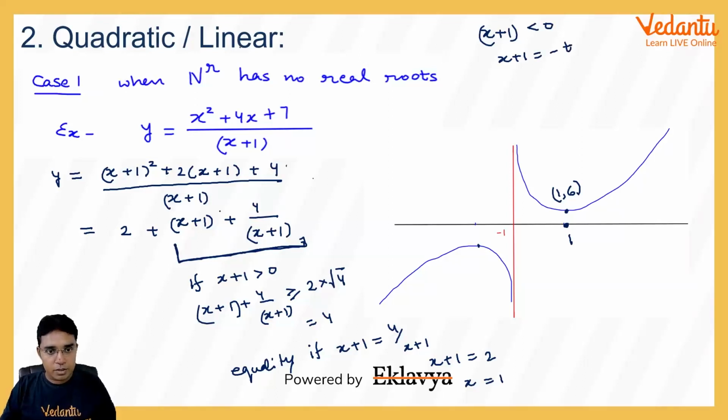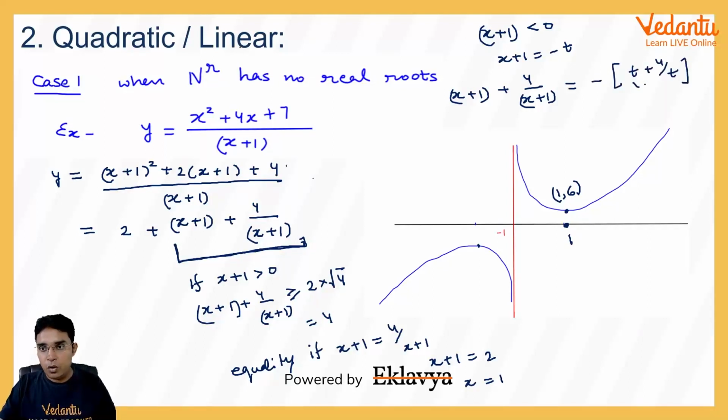And then this expression, which was x plus 1 plus 4 upon x plus 1, can be written as minus common (t plus 4 upon t). I can now apply AM-GM on this expression, which will be again greater than or equal to 4, but because of this minus sign, it will become less than or equal to minus 4. And in this case, equality will happen if x plus 1 is equal to minus 2. Because these two will be equal, (x plus 1) whole square will be 4, and because x plus 1 is negative, x plus 1 is equal to minus 2, that means x is equal to minus 3.